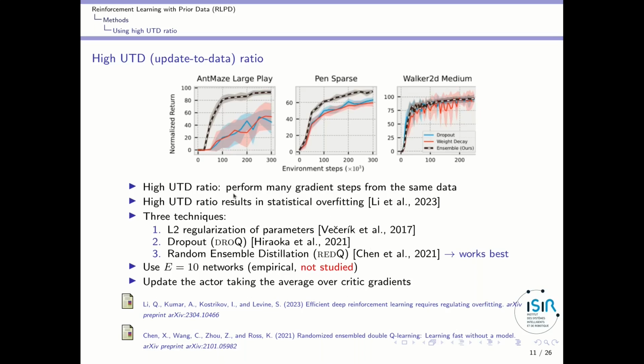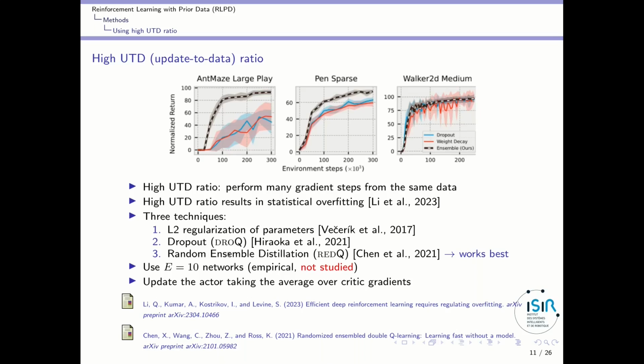So to prevent this statistical overfitting, there are different techniques. One consists in just regularizing the parameters of the neural network to prevent large weights so that you avoid overfitting. A well-known technique is also dropout, where you mask the activation of different neurons. And the third one is random ensemble distillation, where you have several Q networks and you average the gradients over these Q networks to update your actor.